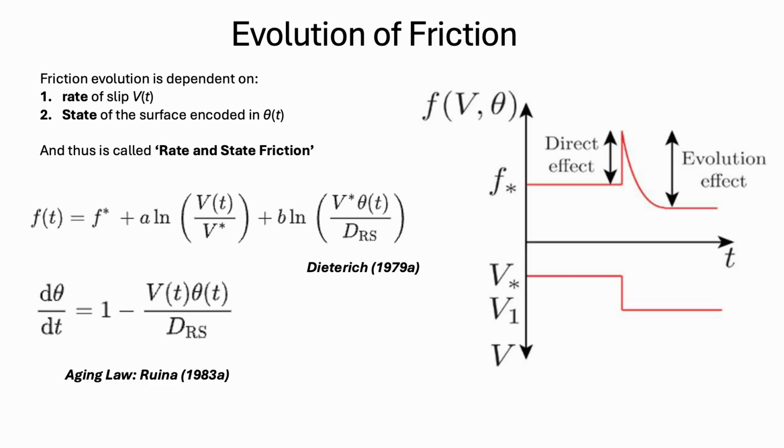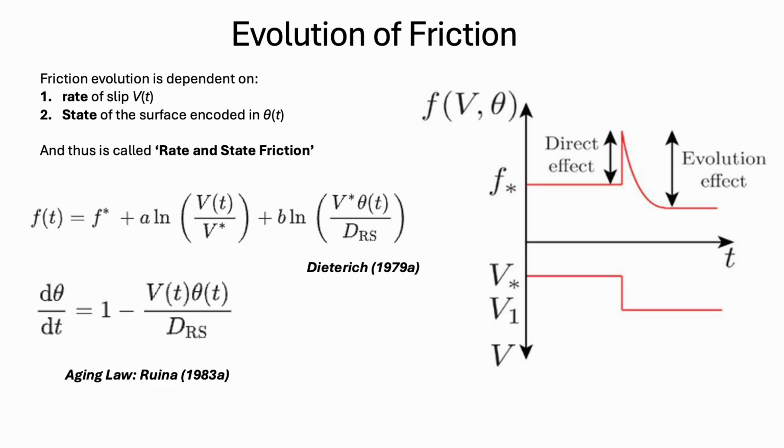But nevertheless, we would just go with the flow and assume the work done by researchers like Andy Ruina in 1983, where he proposed the aging law for the state variable; these formulations hold true in most cases. So we see that the rate of change of the state variable is given by this equation over here: d theta by dt is equal to 1 minus V t times theta t by D_RS. This is known as the aging law, or what is happening to the surface as it is being slipped or sheared, you could say.